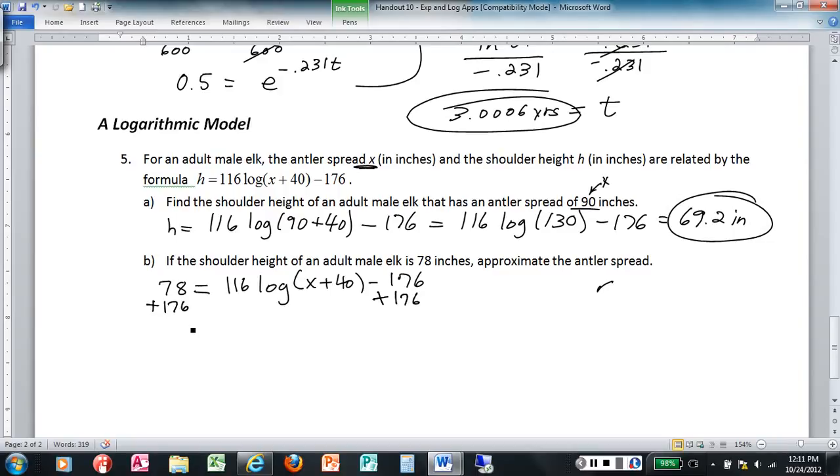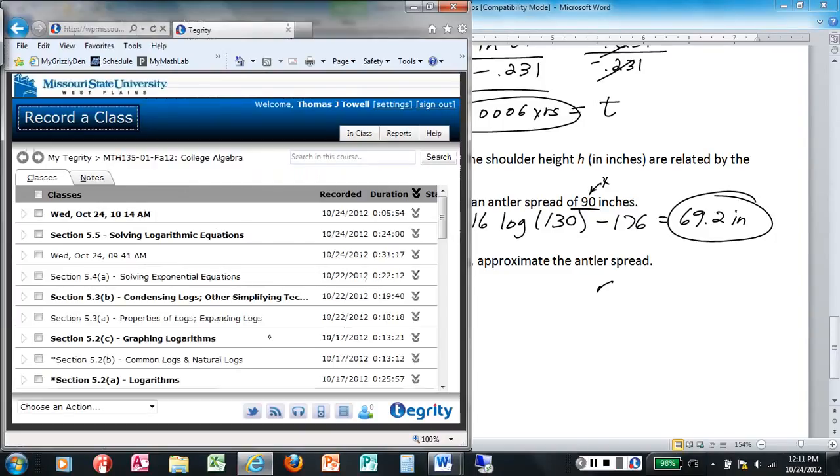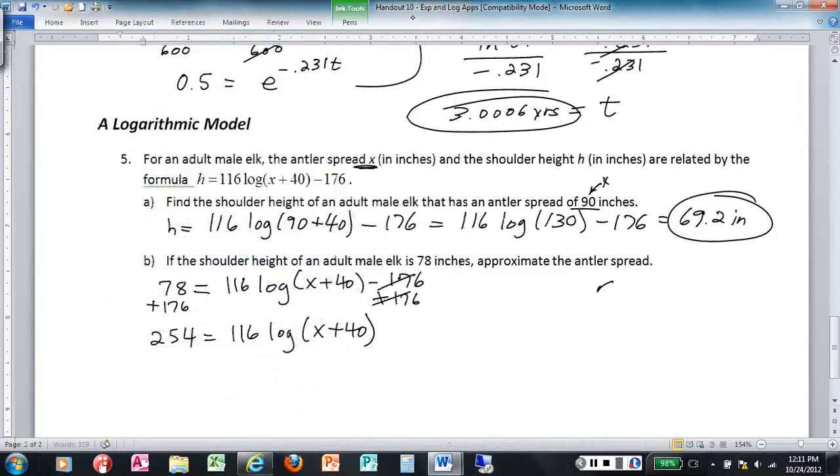Add 176 to both sides, and that gets me 78 plus 176, 254. The 176's are gone, so it's just 1/16 the log of (x plus 40). To get rid of the 1/16, well, that's 1/16 times the log, so to get rid of it, I would divide by 1/16. So 254, divide that by 1/16.